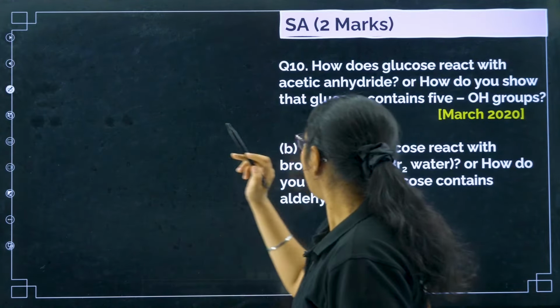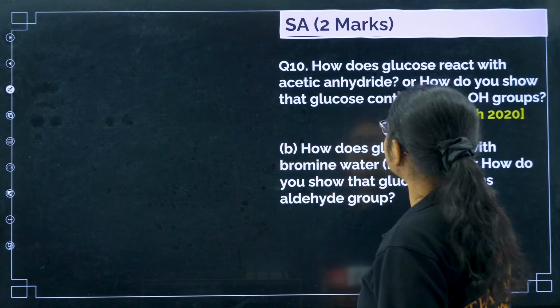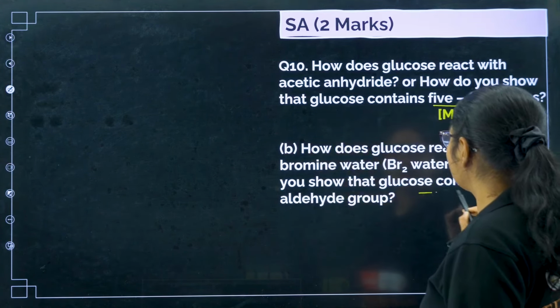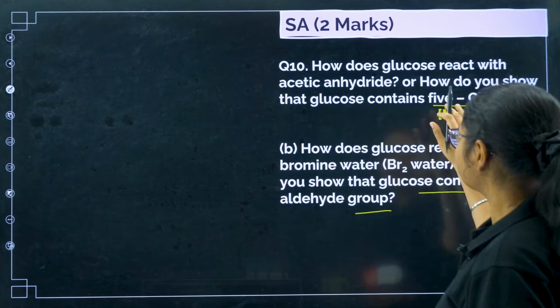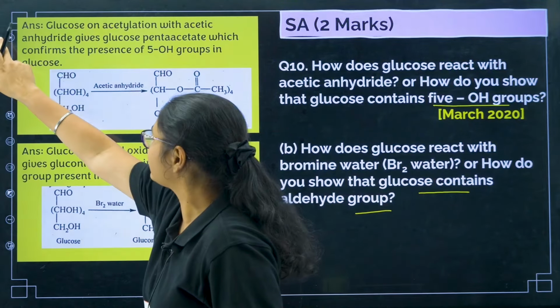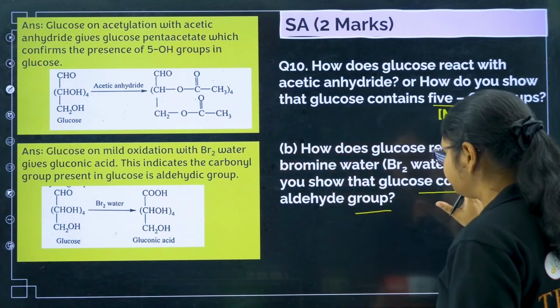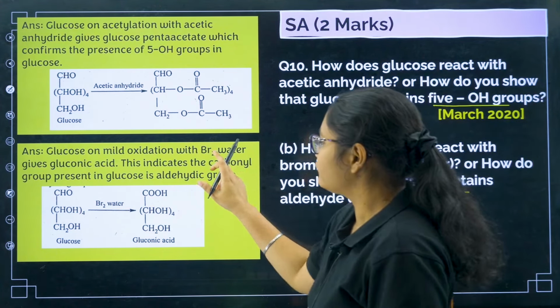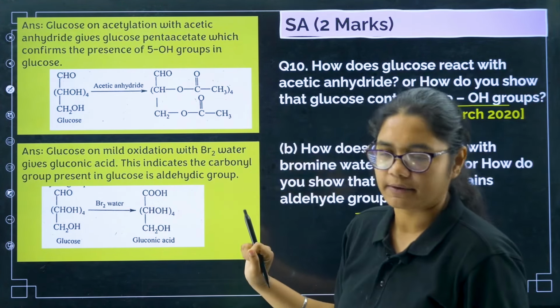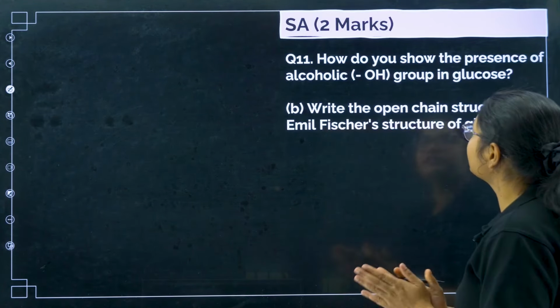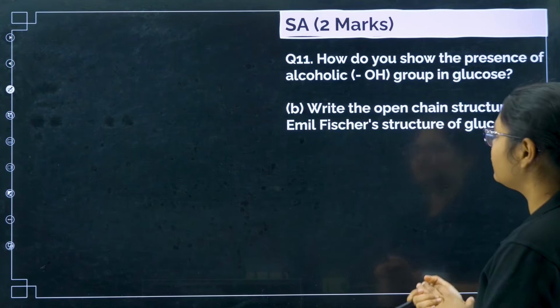Next, how can you show that glucose has 5 OH groups, and how will you show that glucose contains an aldehyde group? For 5 OH groups, we have to react with acetic anhydride, and for the aldehyde you have to react with bromine water. Okay. Next, how do you show the presence of an alcoholic group in glucose?